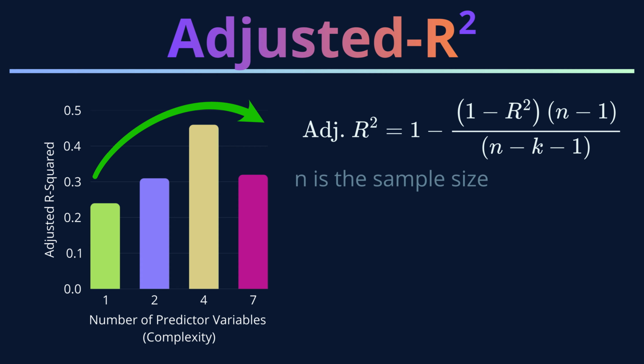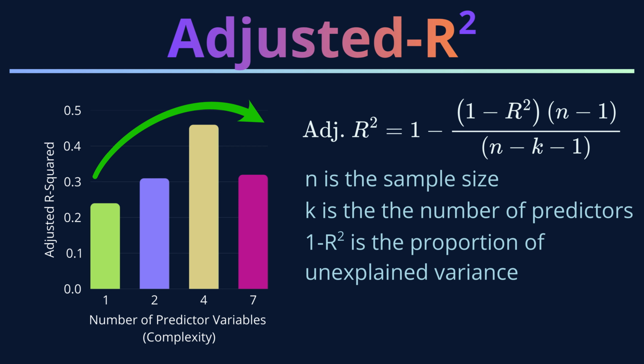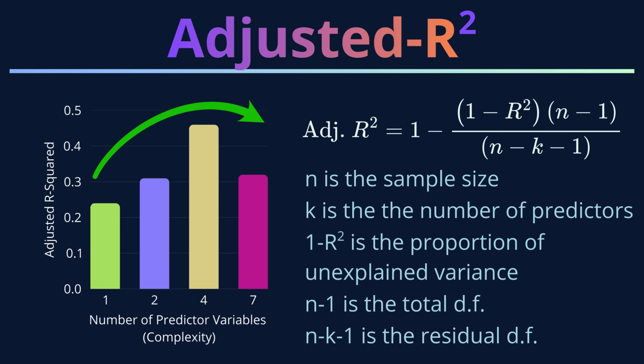In this formula, n is the sample size, k is the number of predictors in the model, 1 minus R-squared is the proportion of unexplained variance, n minus 1 is the total degrees of freedom, and n minus k minus 1 is the residual degrees of freedom.